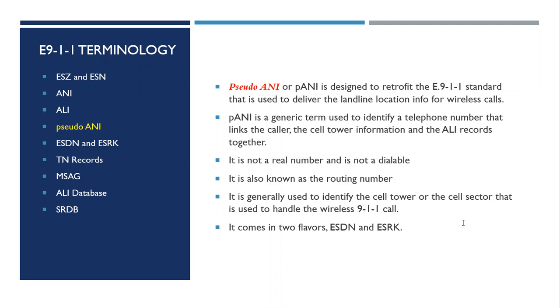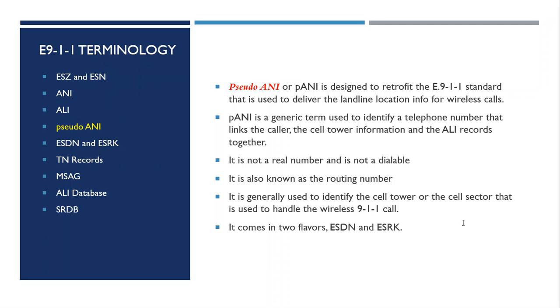So the way they do it is using something called the pseudo ANI. It's a generic term used to identify a telephone number that links the caller, the cell tower information, and the ALI records together. So, whenever a call is made from a specific tower, the telephone company will deliver a 10-digit telephone number as an ANI to the PSAP. That is not actually a real number, and you cannot dial that number. It will not go anywhere.